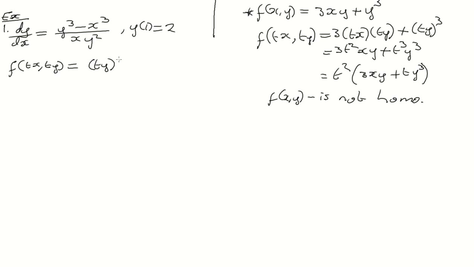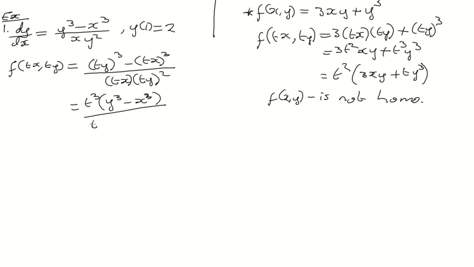Therefore, I have a ty minus tx all over tx ty squared. Therefore, it's a t cubed left with y cubed minus x cubed all over t cubed x y squared. You can see the t, they are same power, it's gone. Y cubed minus x cubed over x y squared.